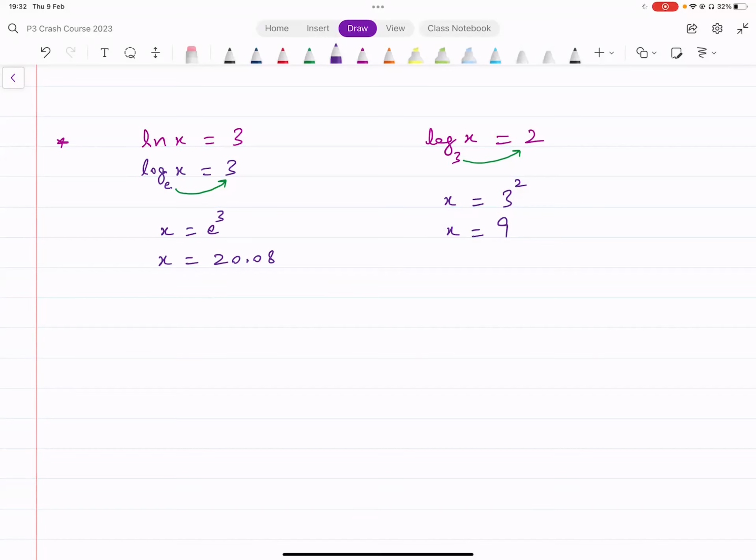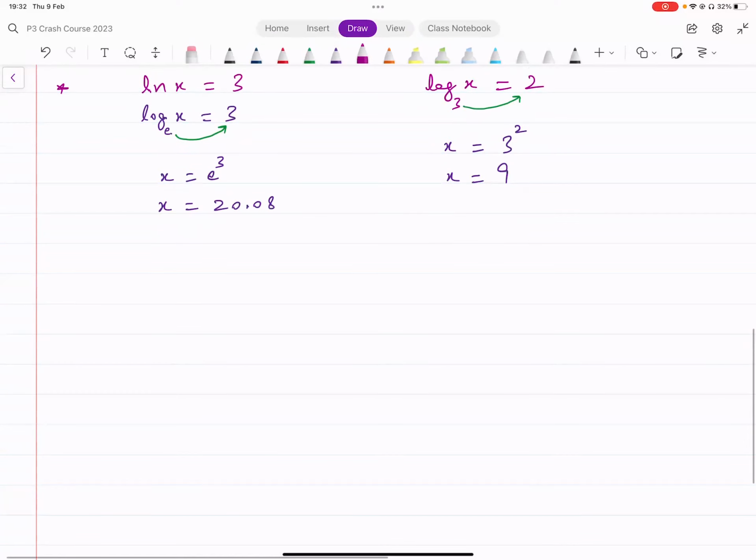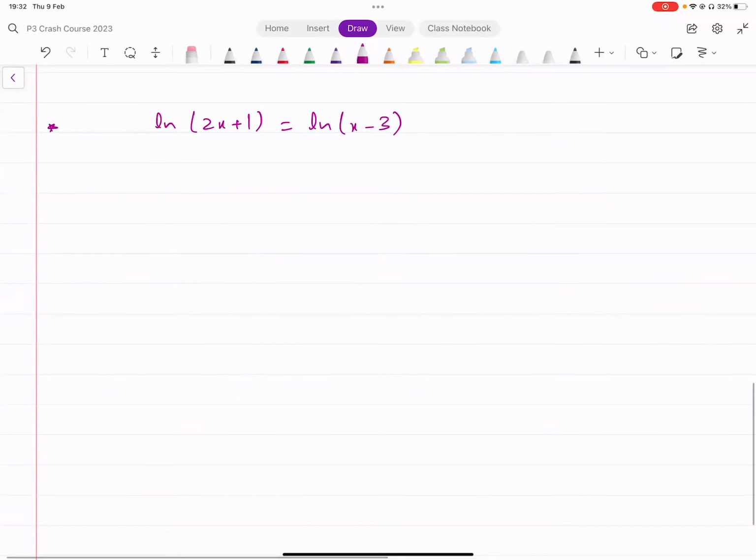Okay. Now let's take another example. Let's say you've got something like this now. ln of 2x plus 1, that equals ln of x plus 3. Is this going to have a solution? Yes, this is going to work. This is an equation that we have.